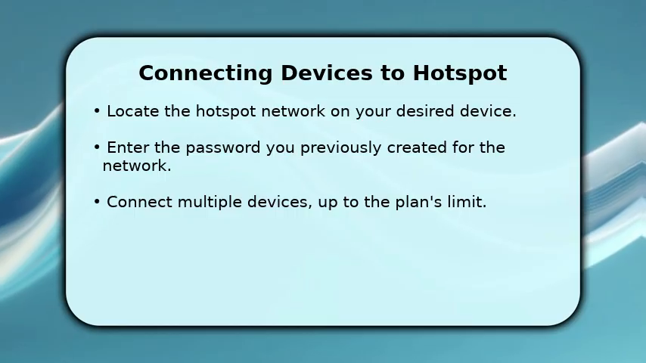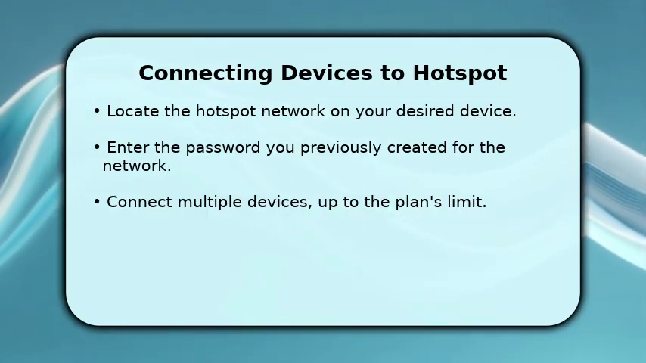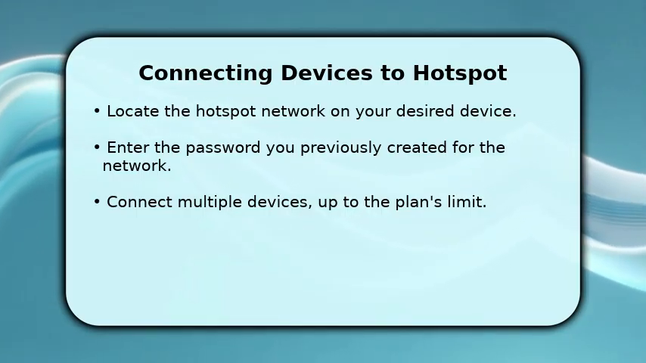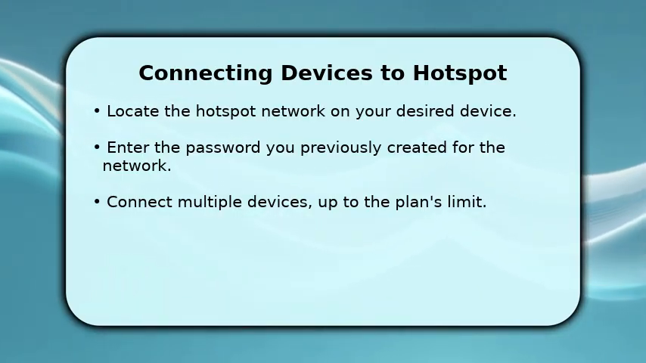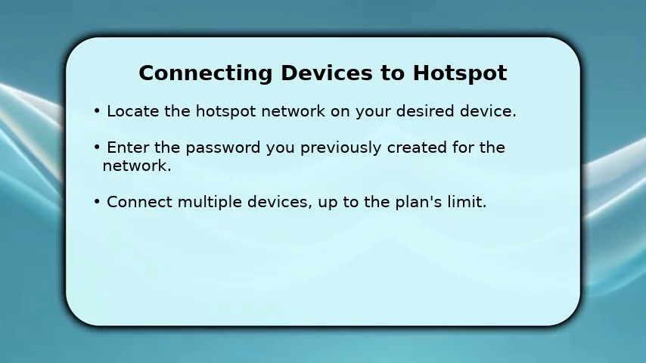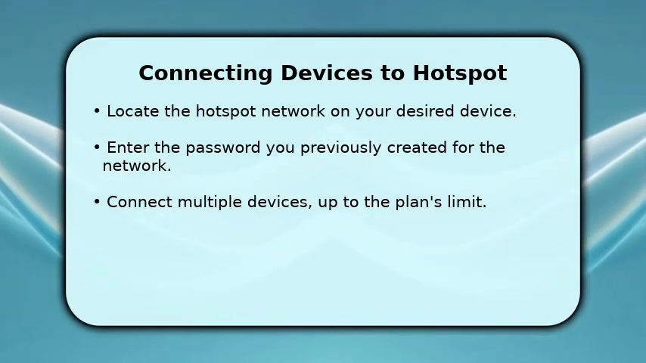On the device you wish to connect, open its Wi-Fi settings. You should see your phone's hotspot network listed among the available options. Select your network name and then enter the password you set earlier. Your device will then connect, allowing you to share your mobile data. You can typically connect several devices simultaneously, depending on your plan specifics.